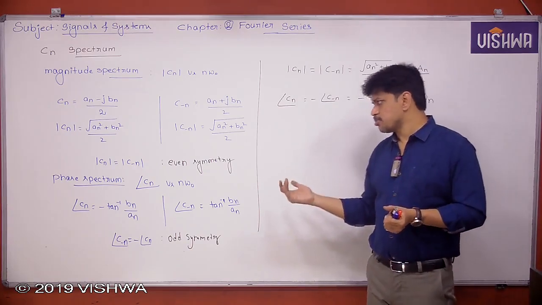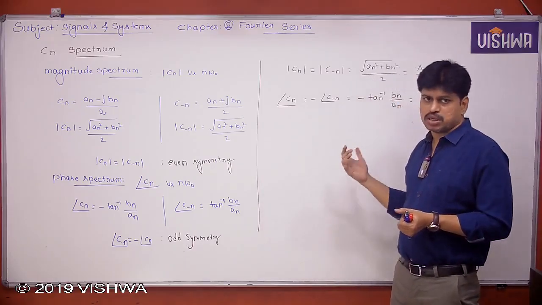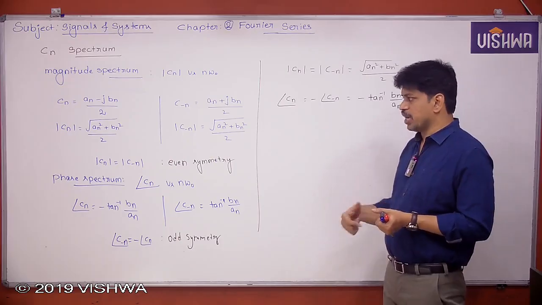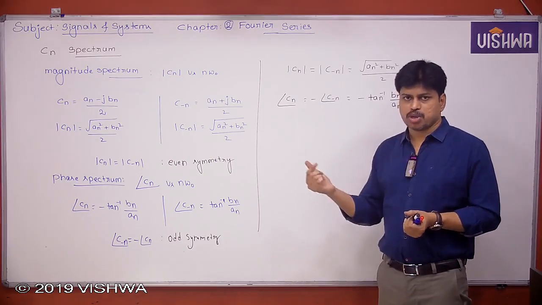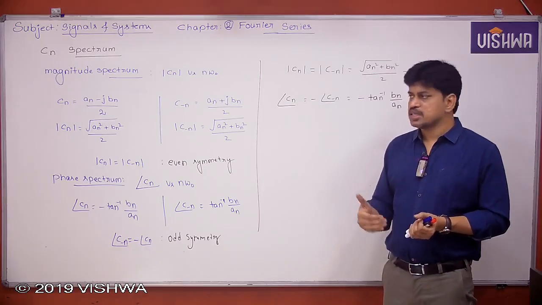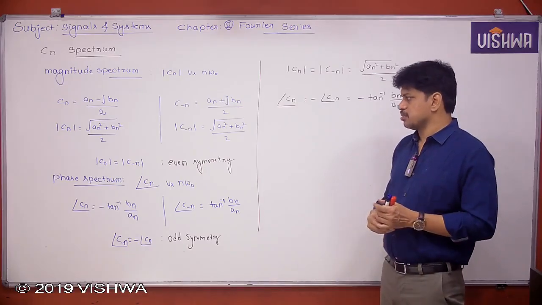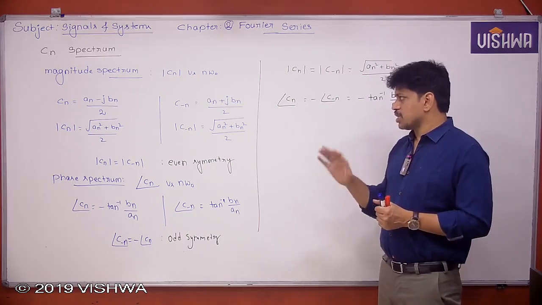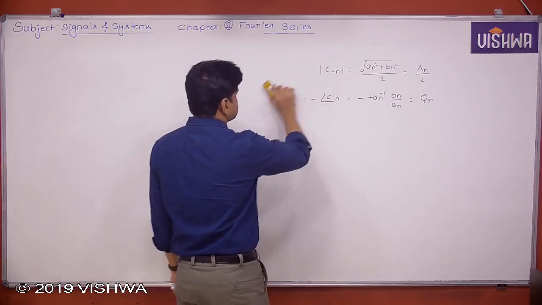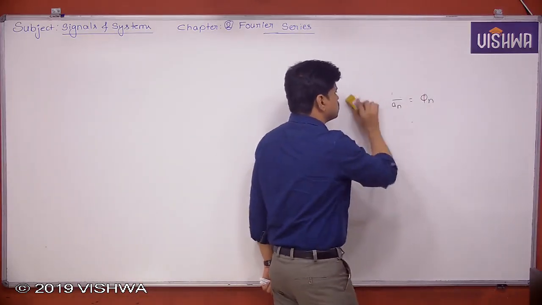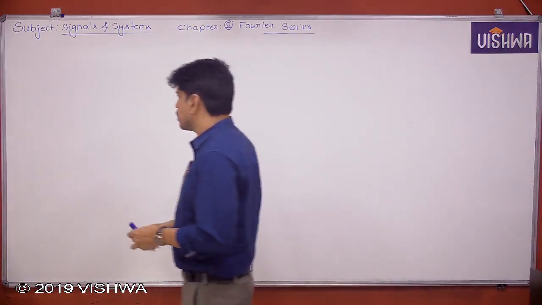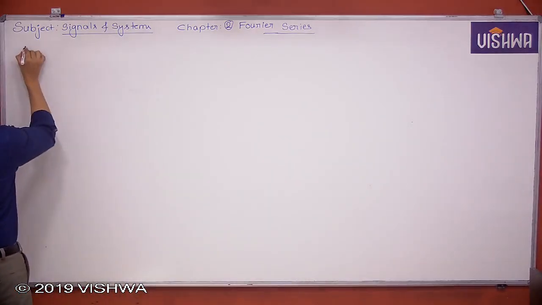Suppose if I draw a spectrum, then you can understand these things in a clearer way. First take this down, then we will see one problem. We have already seen one problem where we drew the spectrum for the polar form of Fourier series. So for that, if I draw the Cn spectrum, then you can understand the difference between them and how we can do that. Okay, take it. An example.